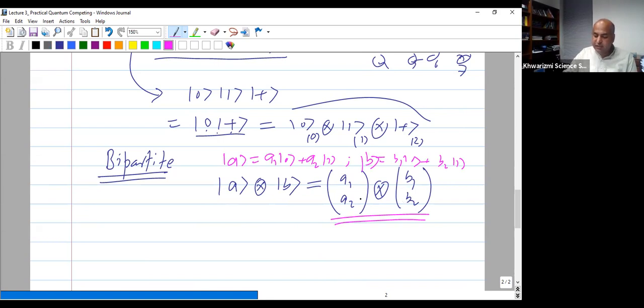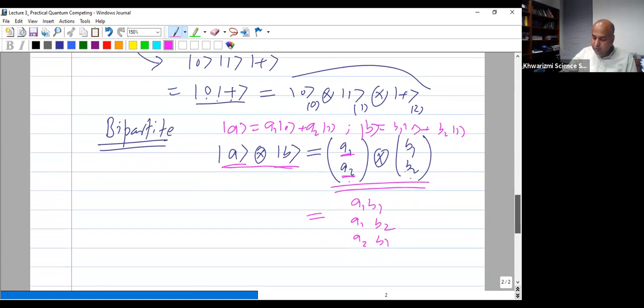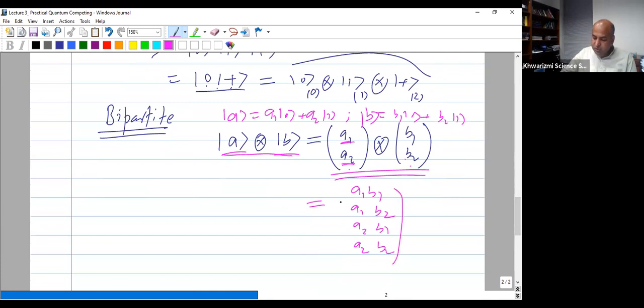Once we decide a basis, we can write these states as column vectors. Now, the joint column vector can be obtained for this state like this. You take this A1 and multiply with both of them one by one: A1 into B1, then A1 into B2, then take the next one, A2 into B1, and then A2 into B2. So this 4 by 1 column vector now represents the joint state of this two qubit system. As an example, let's say I have one qubit in state zero and the other qubit in state one, which, as you know, I can also write like this.